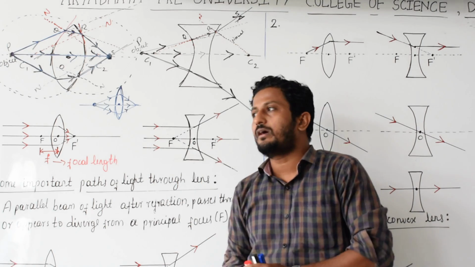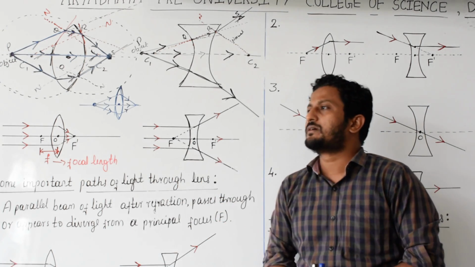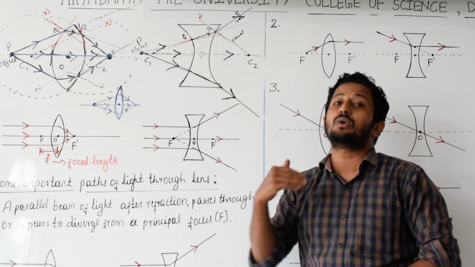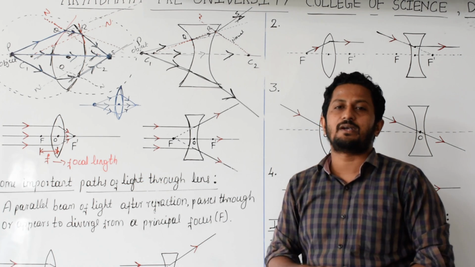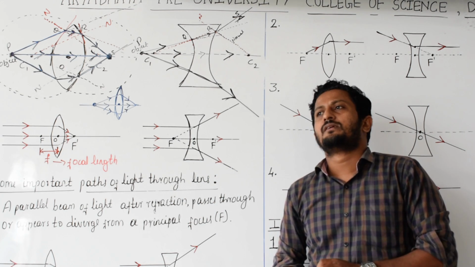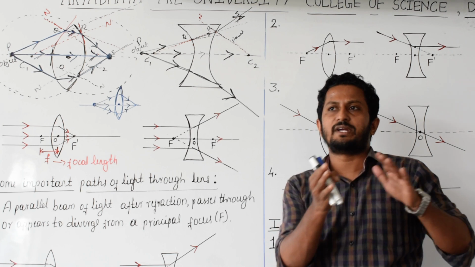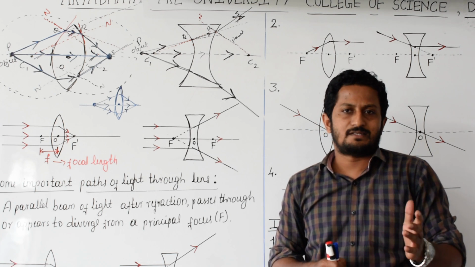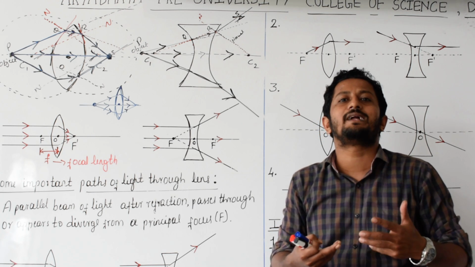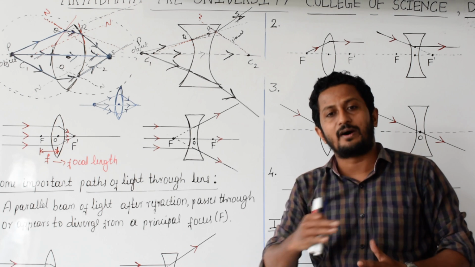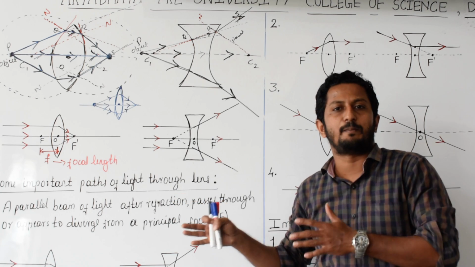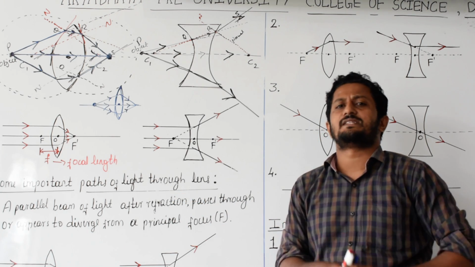After that, now we go with some important paths of light through a lens. What does that mean? When a light is incident on a lens, it may be a convex or a concave lens. How is it going to refract? How does it pass through that lens? That we are going to discuss here. Some important paths of light through lenses.